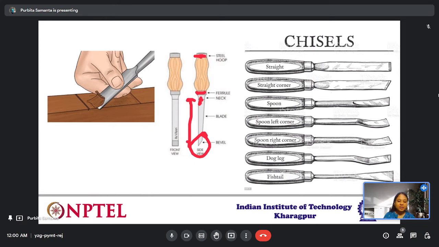For example, we see straight chisel where the blade is straight. We see straight corner where the chisel has got a bevel at the end. Otherwise, the blade is very similar to the straight chisel only. Then we have spoon chisel where the end is very similar to the shape of a spoon. Then there are other different types of chisels as well. So these are not the only types or classification of chisel. There can be several other classifications of chisel as well.